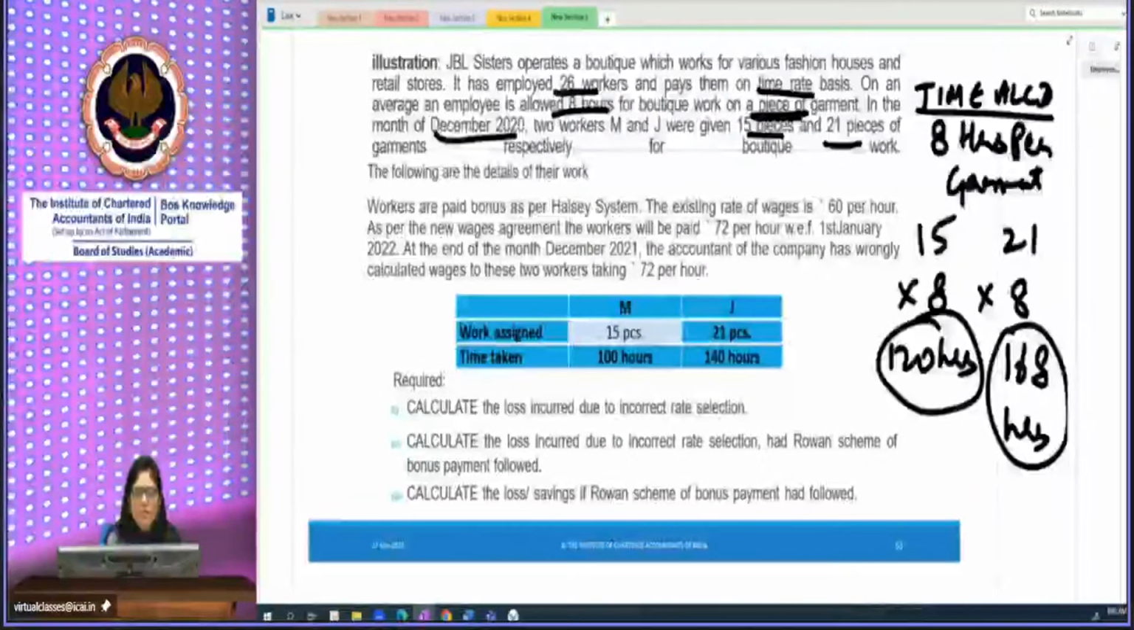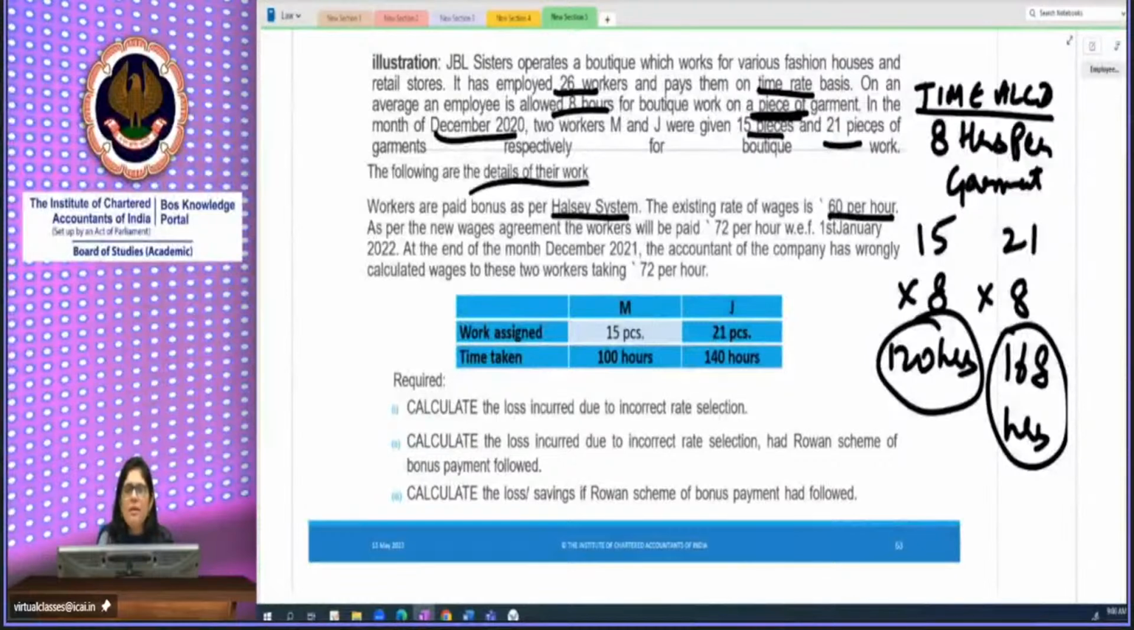Okay, now the details for their work, basically what is the wage rate? Workers are paid as per Halsey system, 50% plan. The existing rate of wages is 60 per hour. So wage rate we have, standard time we have. As per the new wage rate agreement, the workers will be paid 72 per hour with effect from 1st January next year. All right, 1st January 2022.